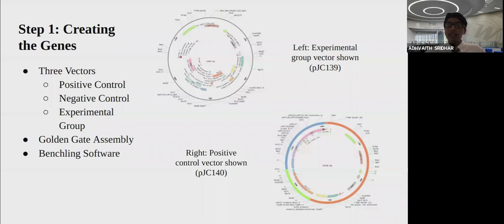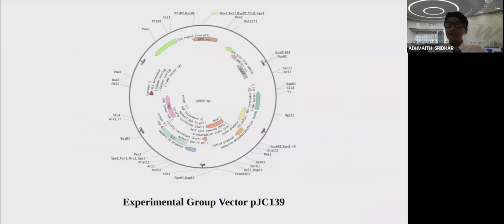Here is a close-up look of the experimental vector. I think there's just a slight lag in the slides, which is why it's not being shown, but oh, here it is. And you can see that the ALD1 and FMO1 markers are at the bottom left of the circle, and the luciferase gene right here, if you can see the cursor, is marked right there.